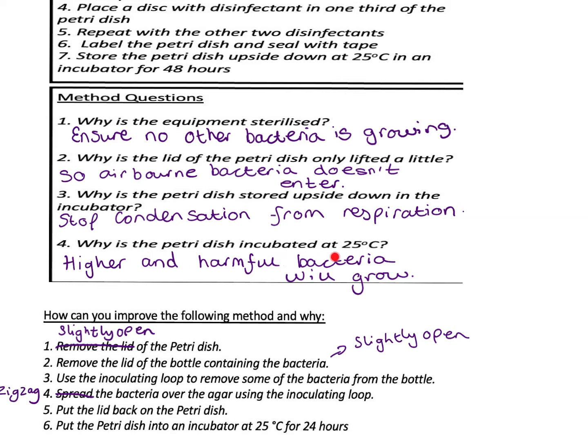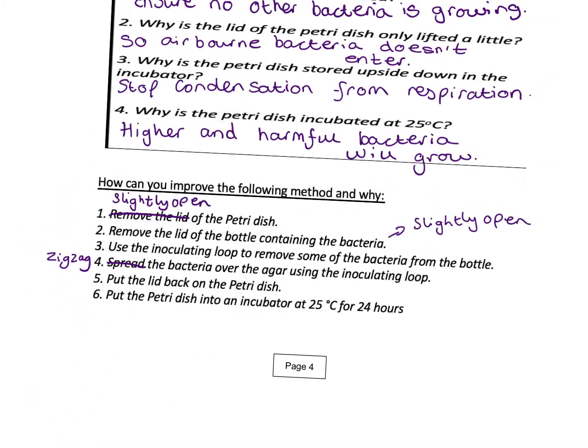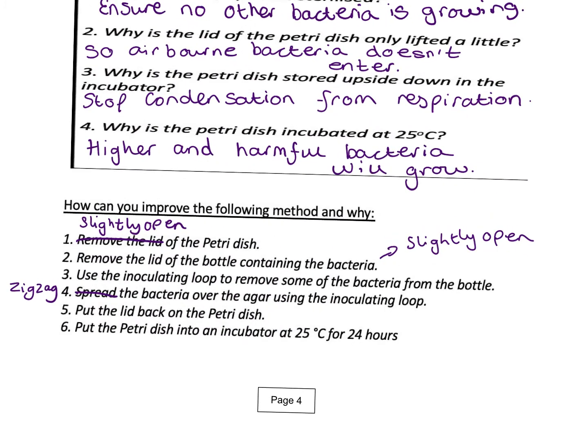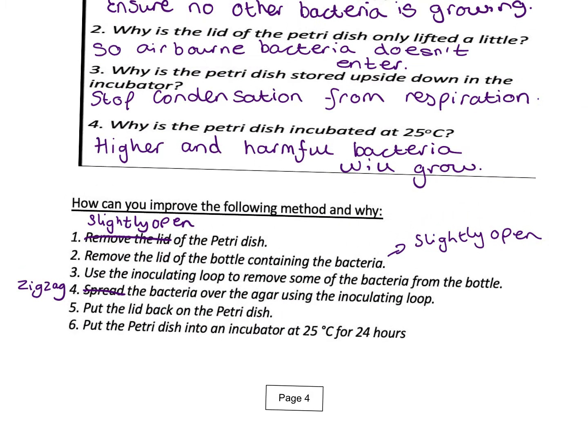Why is the Petri dish incubated at 25? Any higher and the temperature will be too high and harmful bacteria will grow. How can you improve the method and why? I would slightly open the lid of the Petri dish, remove the lid of the bottle containing the bacteria, slightly open. This needs to be put in the Bunsen burner flame first.